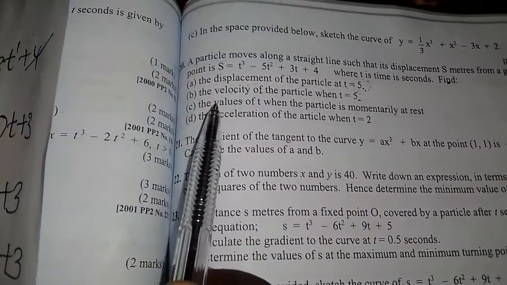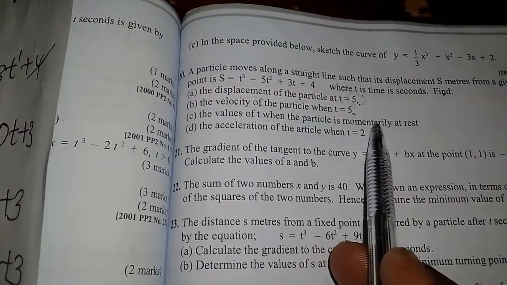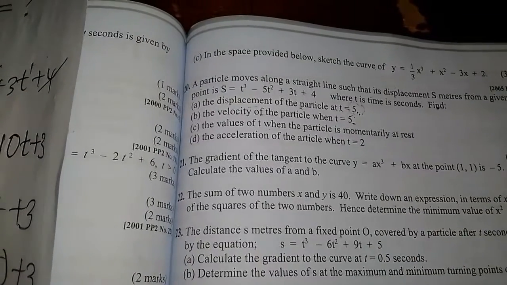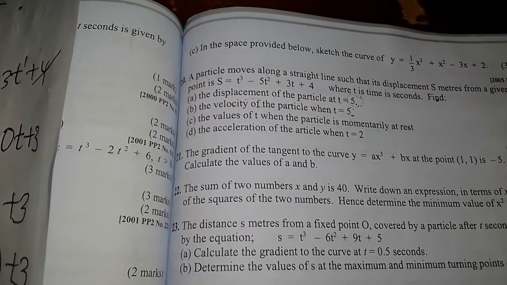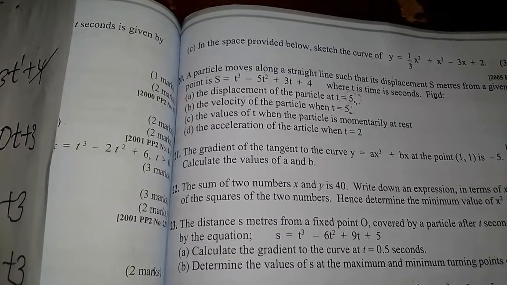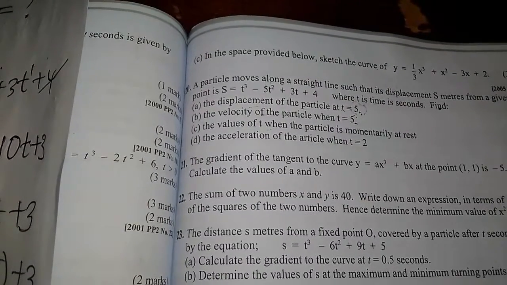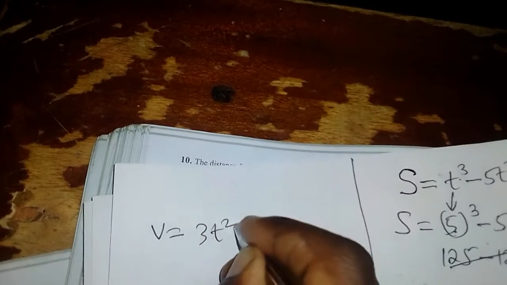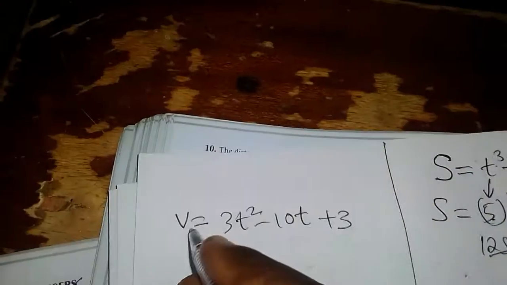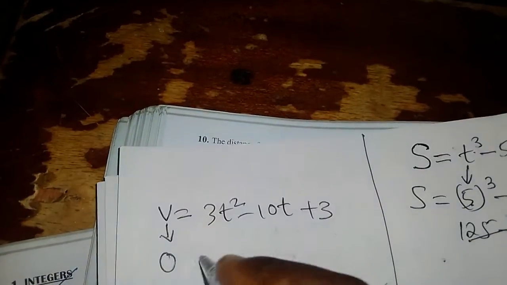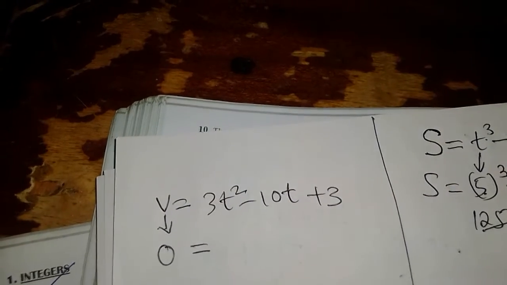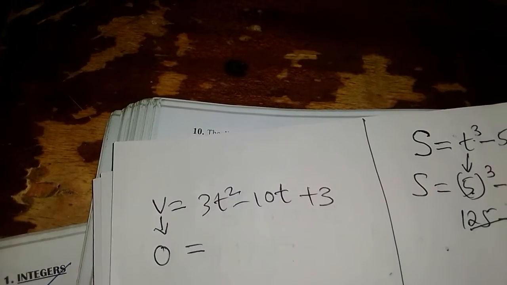Now the next part says, the values of t when the particle is momentarily at rest. When the particle is momentarily at rest, that means the final velocity is 0. So just take the equation for velocity, equate it to 0, then solve quadratically. You can get two different values for time at which that particle is at rest. So what do we do here? The equation for velocity is 3t squared minus 10t plus 3. But they're saying the particle is momentarily at rest. That means the velocity is 0.